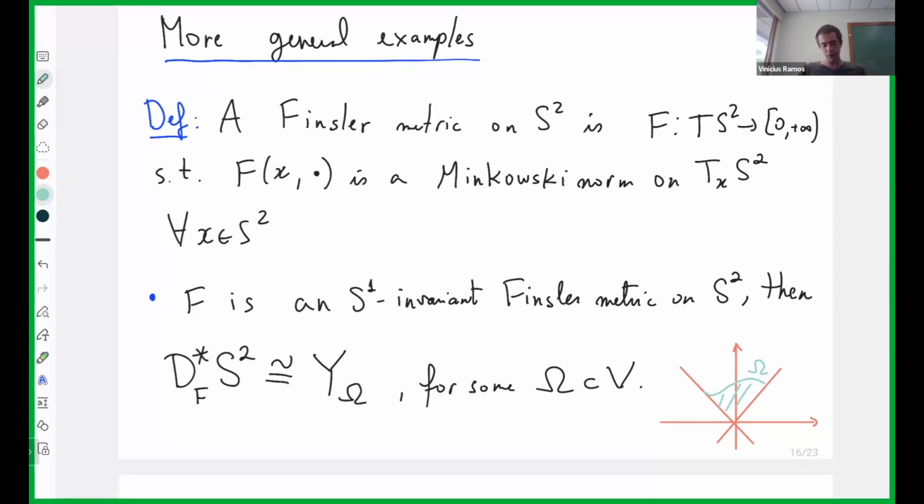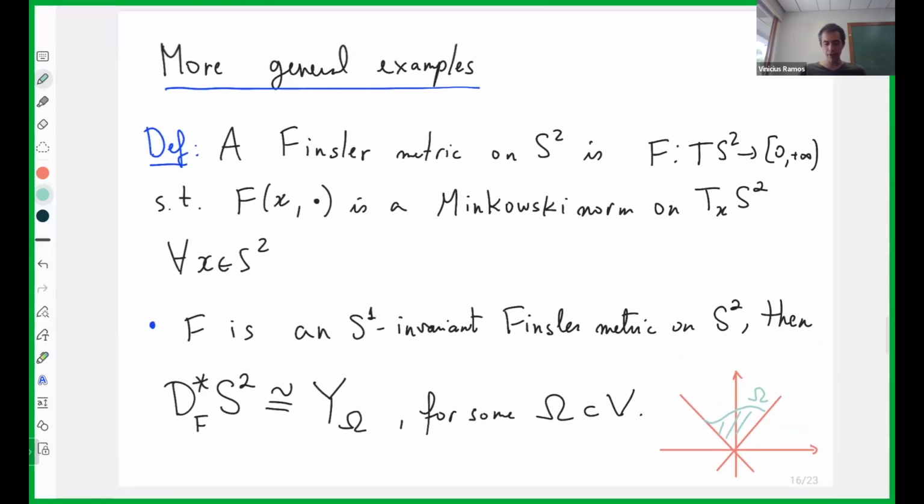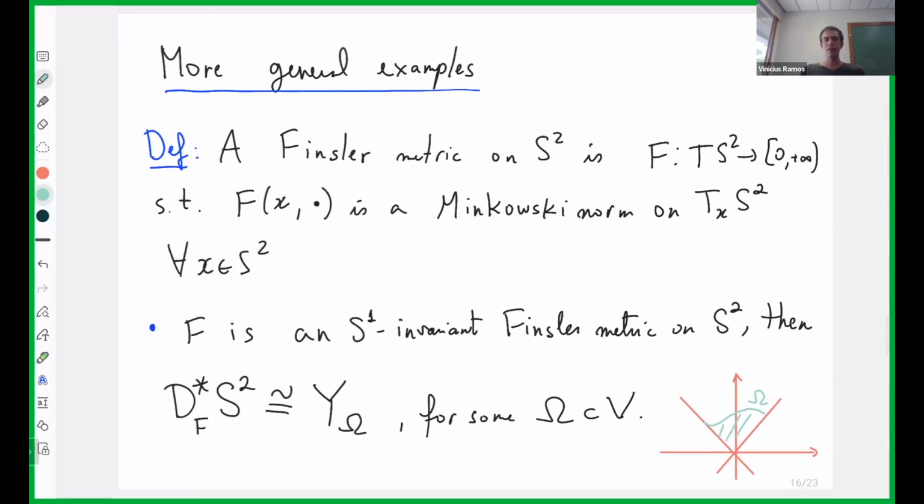Another thing we can prove is that if you have an S1-invariant Finsler metric on S2, then when you look at the disk bundle of S2 with respect to this Finsler metric, so at every point you look at the ball of radius 1 with respect to this Finsler metric, that is symplectomorphic to one of these domains. So that's a generalization of the result for the ellipsoids of revolution. So there exists some omega like that. Okay, so any questions so far before I go on to the proofs?